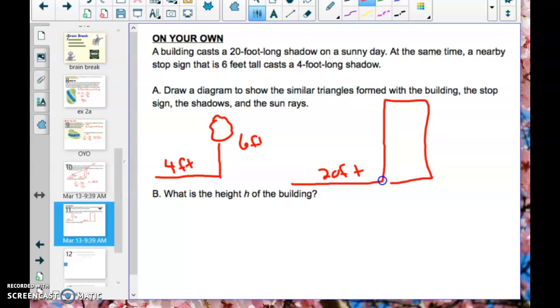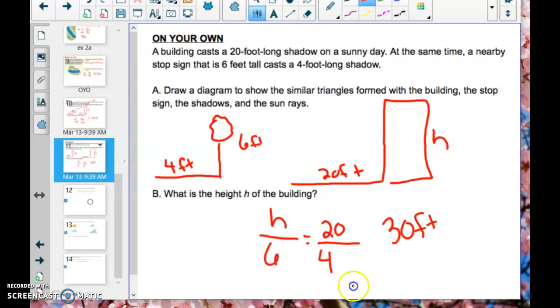Well, I drew my little diagram to show the difference, and I'm trying to find this height h of the building. Well, the height h of the building would have to match up with 6 feet of the sign, and then the 20-foot shadow of the building has to match up with the 4-foot shadow of the stop sign. So then 20 times 6 divided by 4 means the building has to be 30 feet tall.